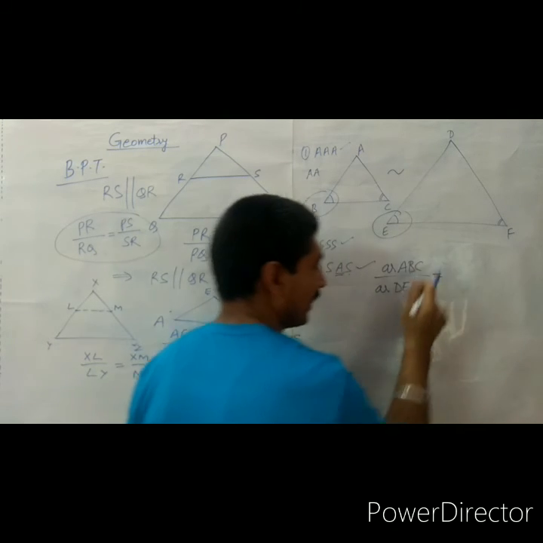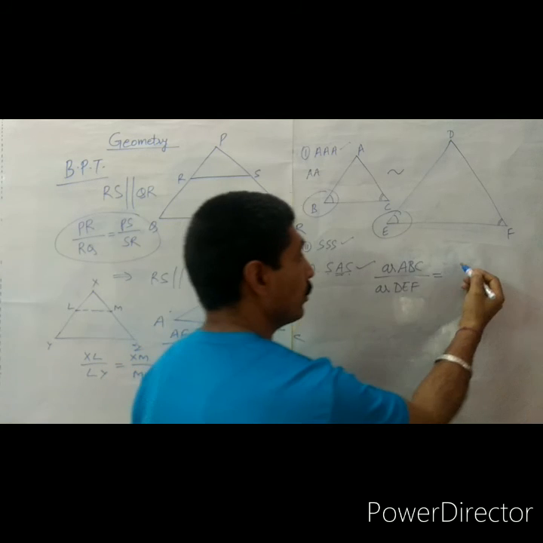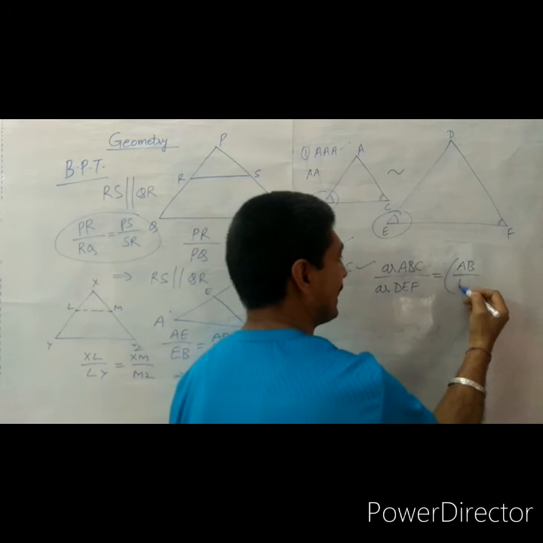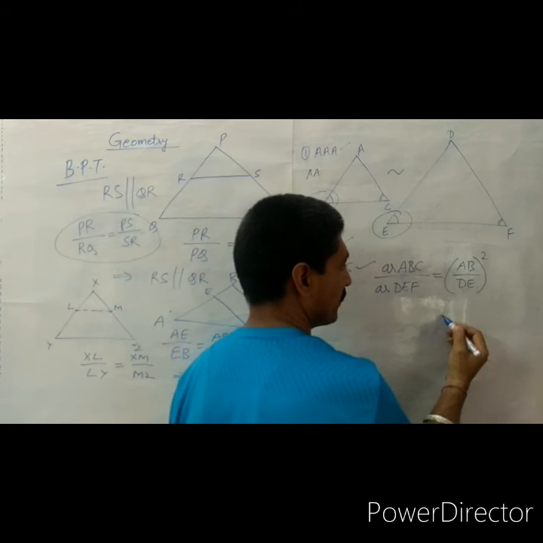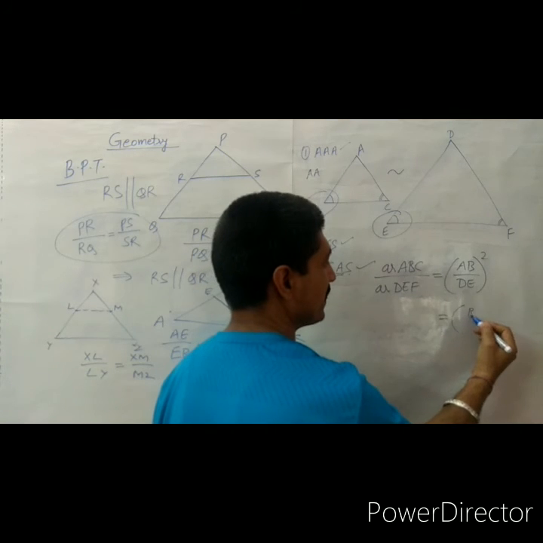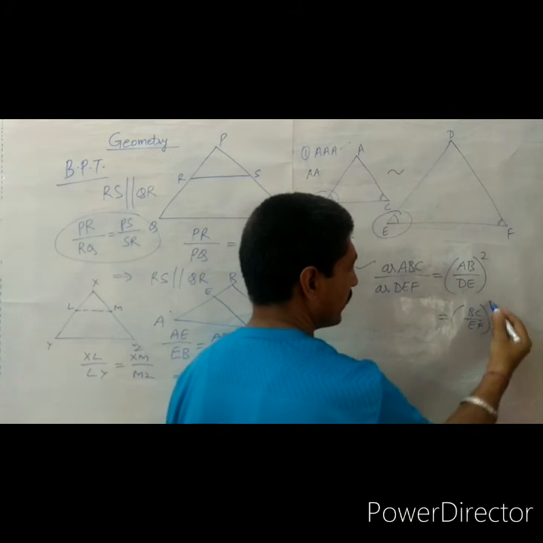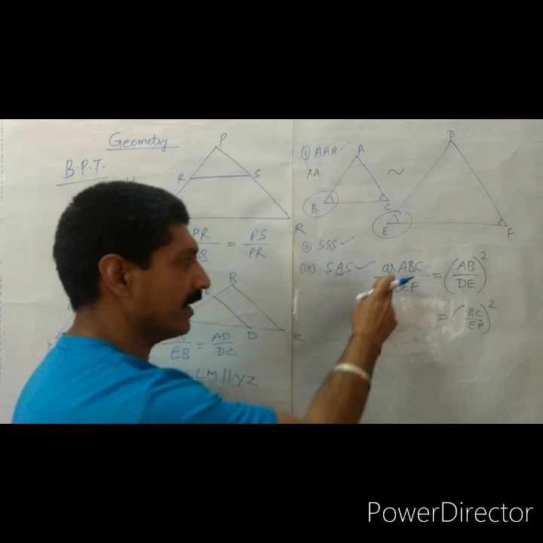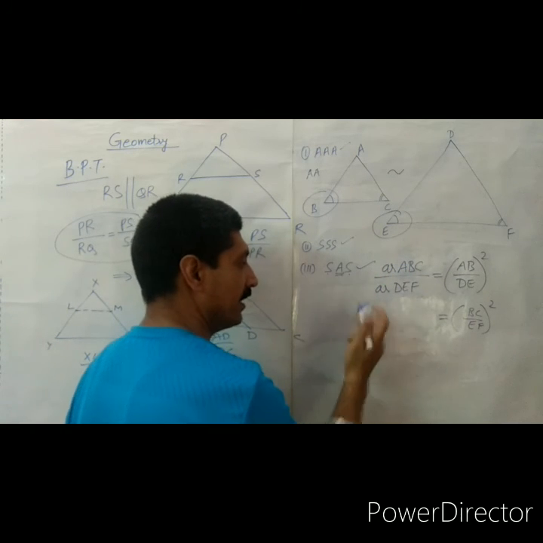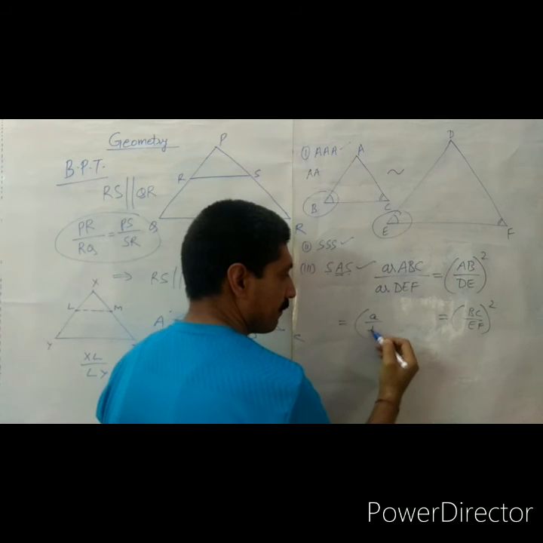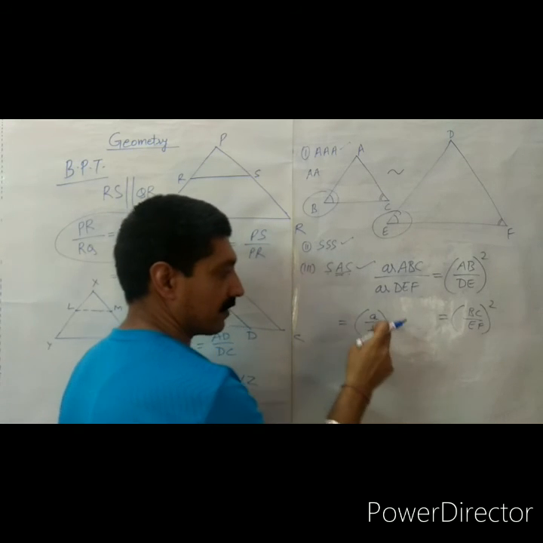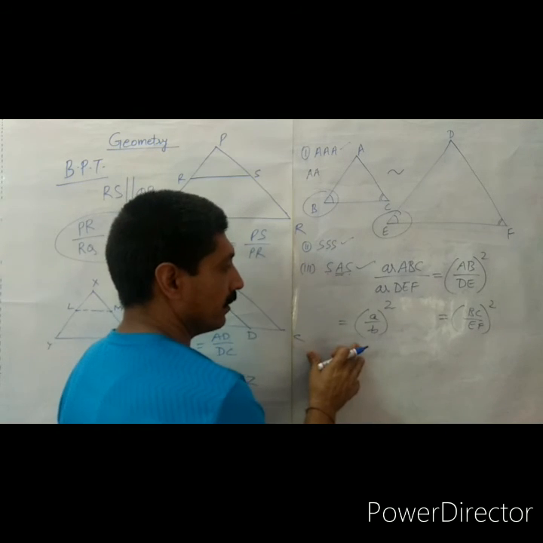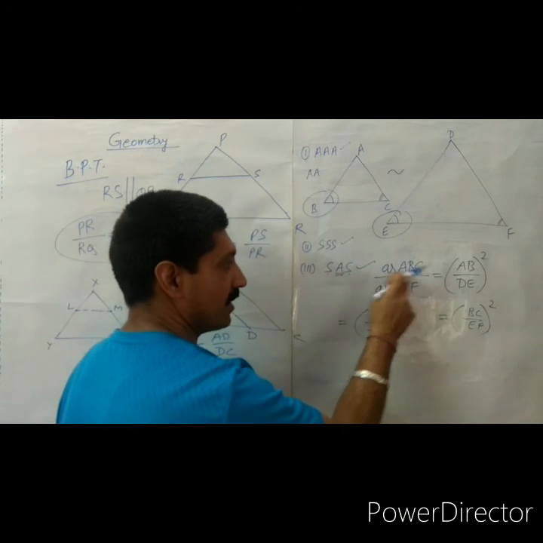the ratio of the areas of these 2 triangles is always equal to the ratio of their sides, that is AB upon DE whole square, which is further equal to, BPT says, BC upon EF whole square is equal to AC upon DF whole square. So here, if 2 triangles are similar, the ratio of their areas is always equal to the square of the ratio of their corresponding sides, A and B. The square is very important. So this is the important concept about the area of triangles.